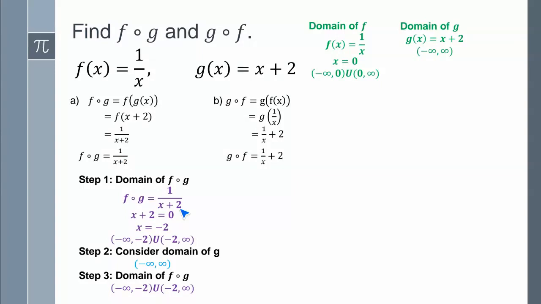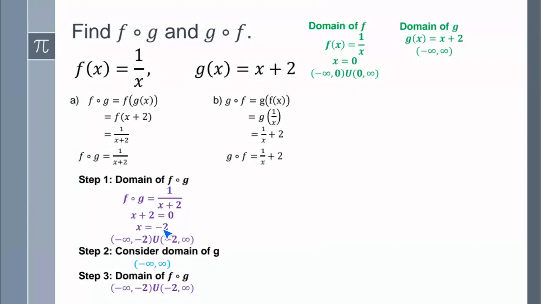So if we take the denominator here, set it equal to 0, we get x is equal to -2. So my domain for that is negative infinity to -2, union -2 to infinity. Step 2, we want to consider the domain of g, because that is our second function. And for g, we figured out the domain was negative infinity to positive infinity. So I'm going to write it here.